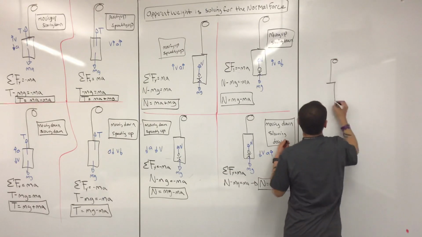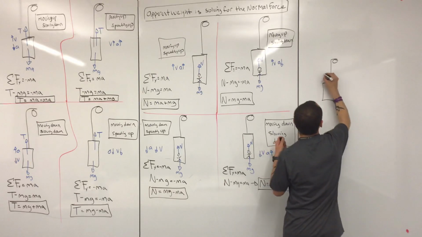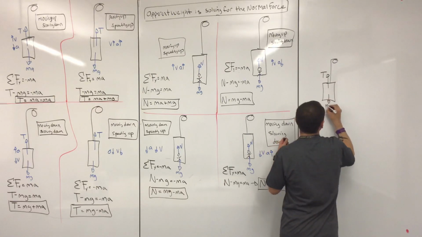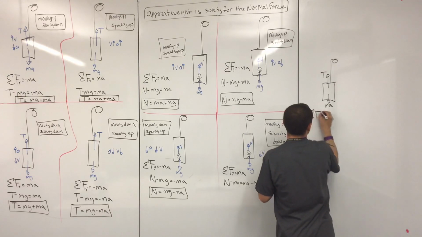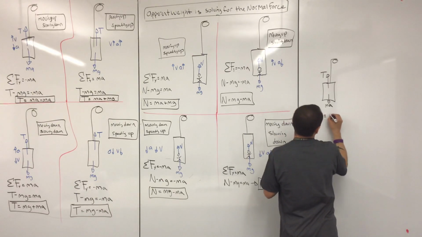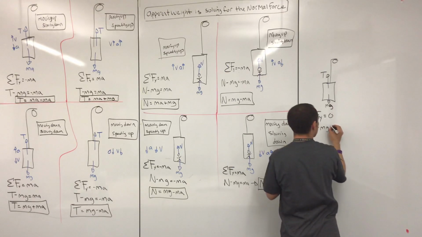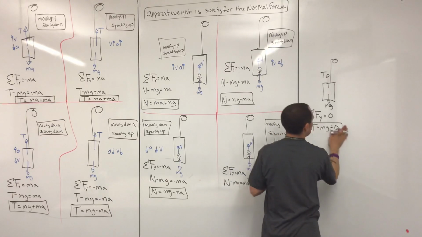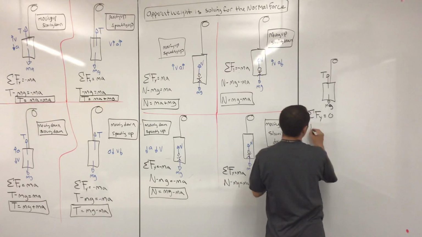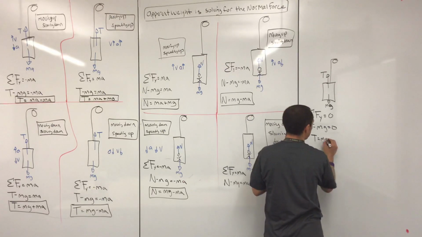Right, for the first one, if the elevator is moving at constant velocity, whether it's up or down, the tension and the mg will be there. There's no acceleration, right? So the sum of forces in the y equals 0, and tension minus mg, because there's no acceleration, equals 0. That's all we can do, right? The most we could say is that tension is equal to mg.